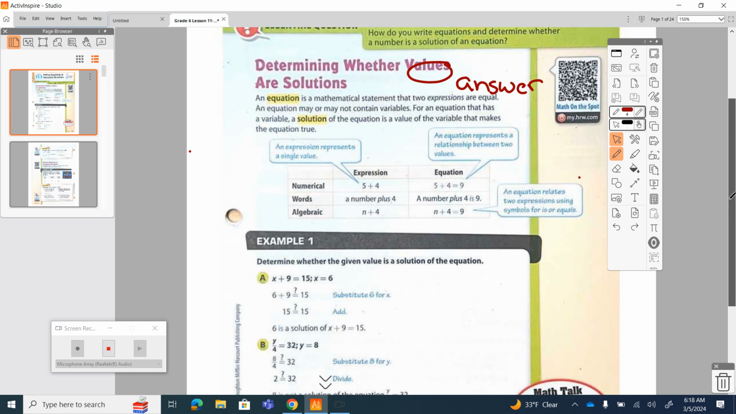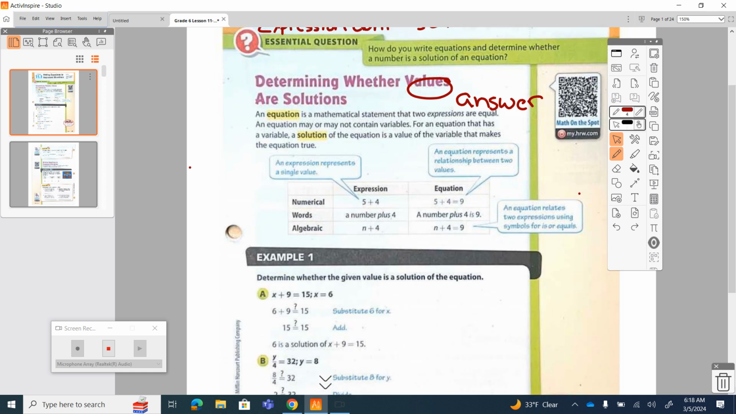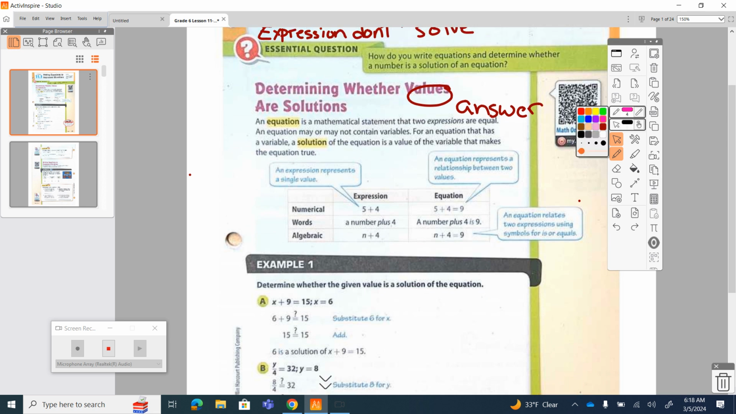An equation is a mathematical statement where two expressions are equal. An equation may or may not contain a variable. For an equation that has a variable, which is what we're dealing with, a solution is the value of the variable that makes the equation true, equal.